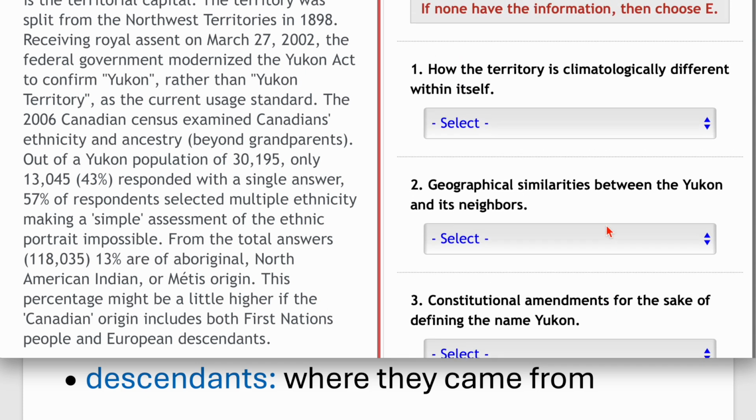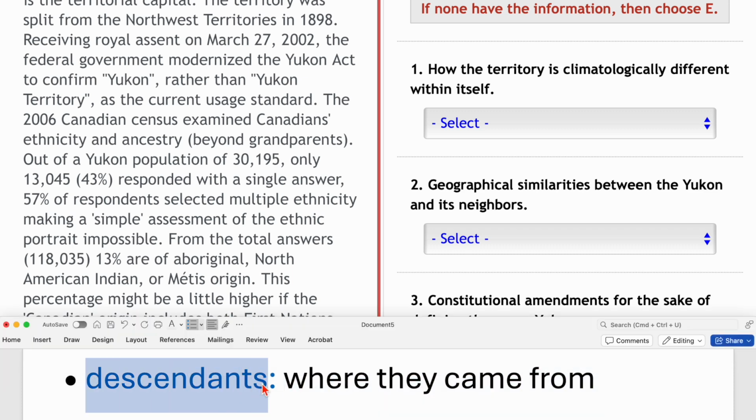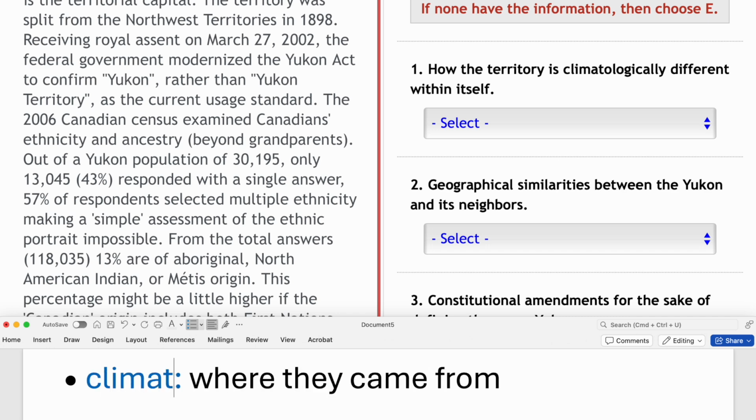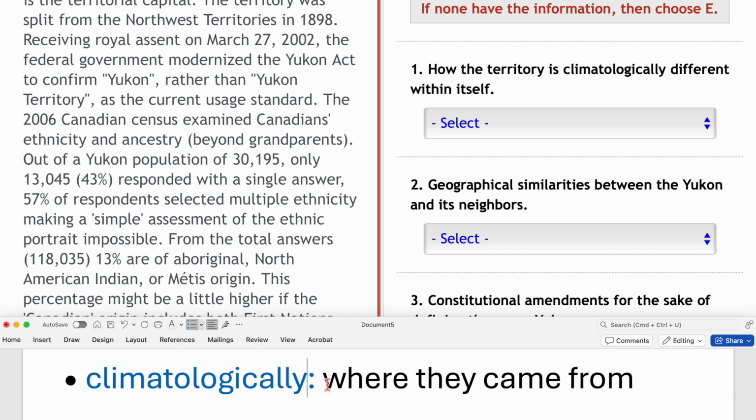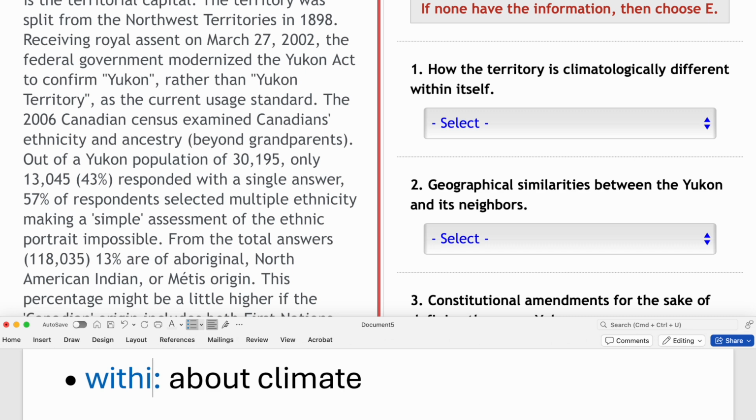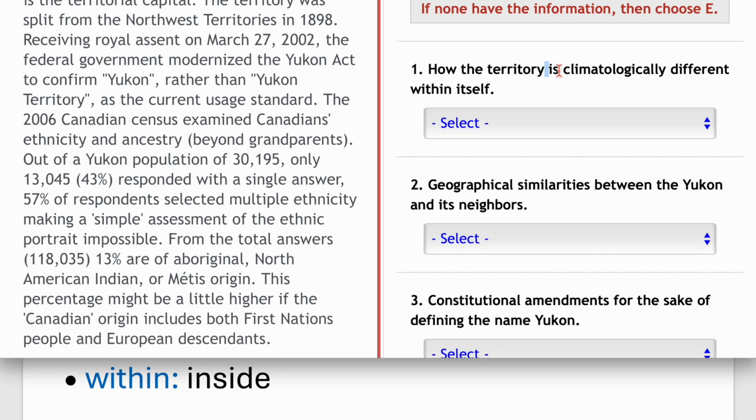Now let's look at the questions. I want you to think, is it an A or not? Number one, how the territory is climatologically different within itself. Climatology is about climate, and within itself means inside. So it's saying how the climate is different inside the territory. Is it talking about that there? No, it's not talking about climate.